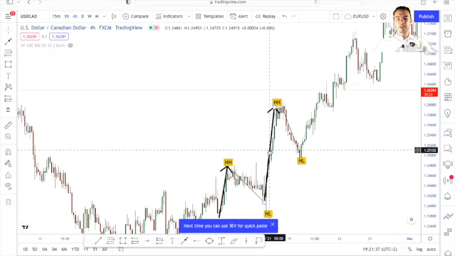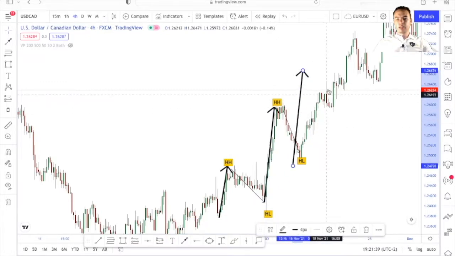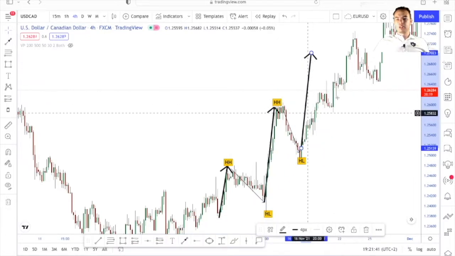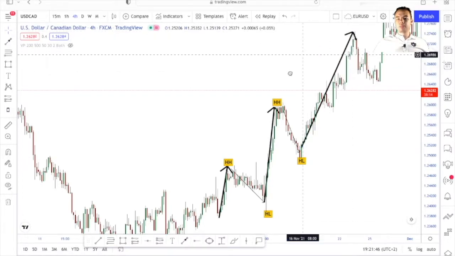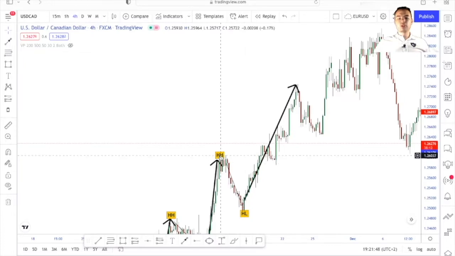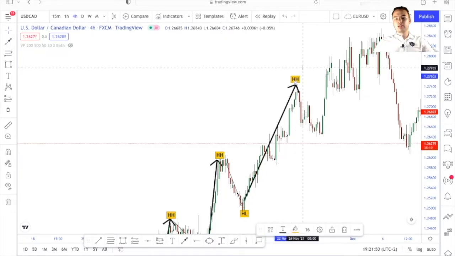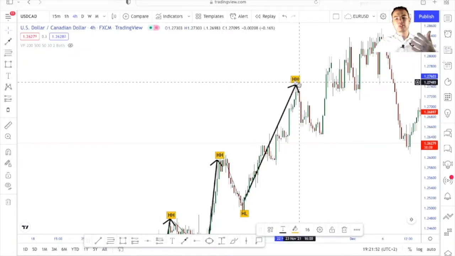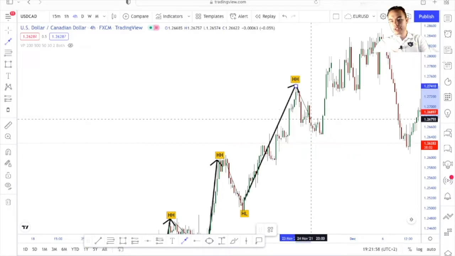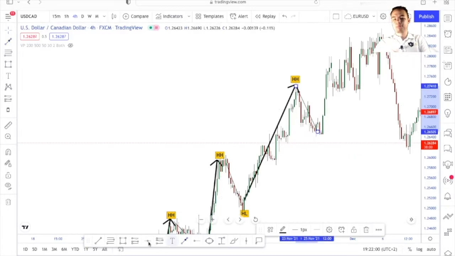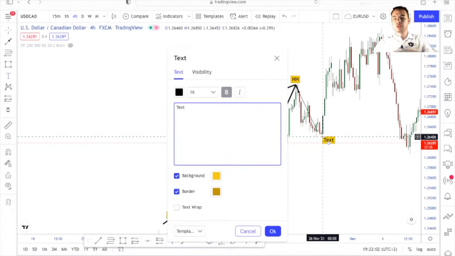Then another impulse move. Okay, I'm just going to take the bigger move. I'm not going to take these small moves. Comes there, forms a new higher high. Okay, after the higher high, price gets exhausted. It retraces back to a lower price. This is the retracement. And forms a new higher low.